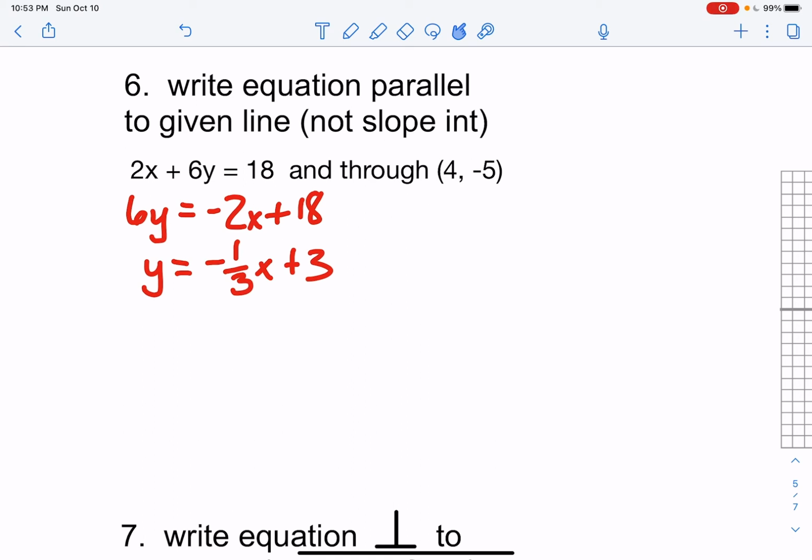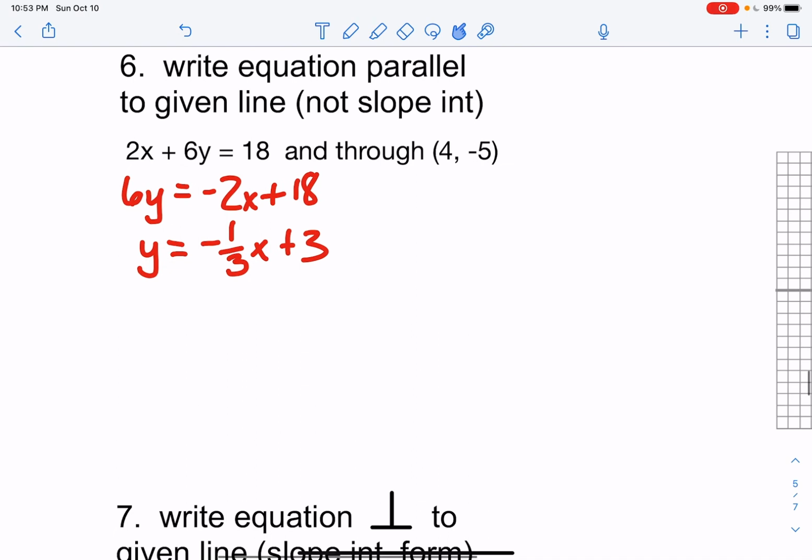That tells me that my slope is -1/3. And it says parallel, so the slope of the line I'm going to be writing is also going to be -1/3. And I'm given the point 4, -5. So I have a point and I have a slope. I'm going to need to put this in point-slope form. So y minus -5 equals -1/3 x minus 4.